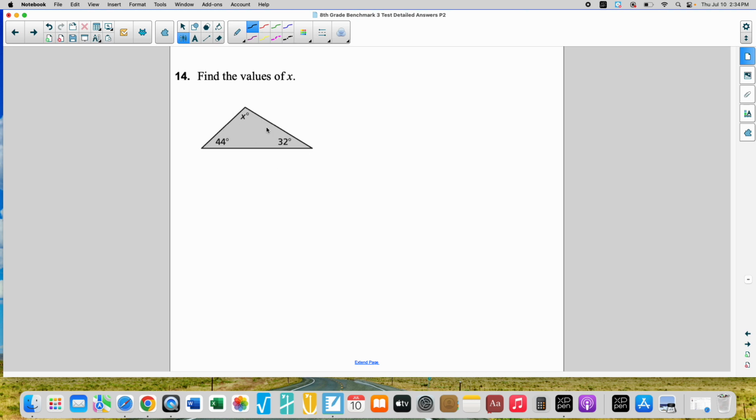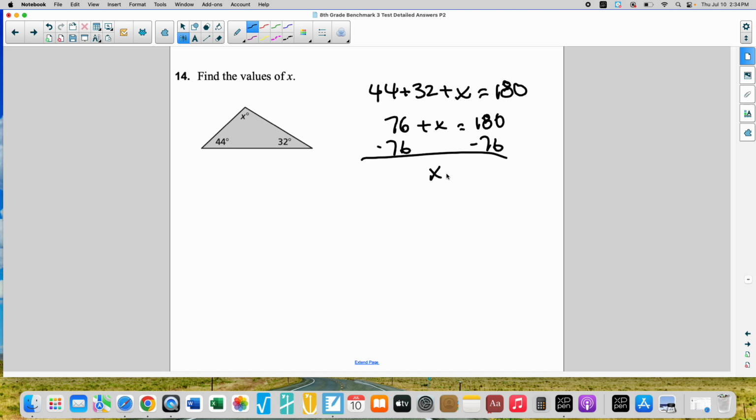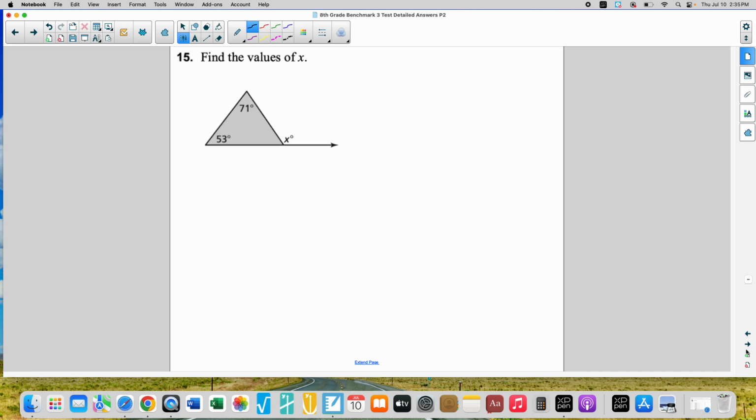We have a triangle. The sum of the angles of all triangles is always going to add up to 180 degrees. So we'll add those together. 76 plus 76 plus x equals 180. Subtract the 76 and the 76, and x equals 104 degrees. So x is going to be a 104 degree angle.